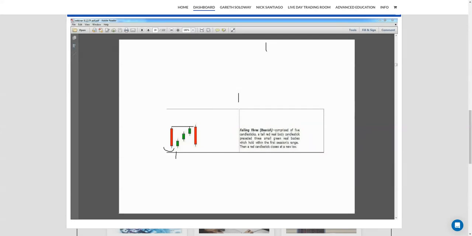Susan, do you understand the inside bar? Okay, you have one big thrusting move, in this case down, and then price is going to stay inside of it. Okay, you don't get it. Okay, let's go over it again.